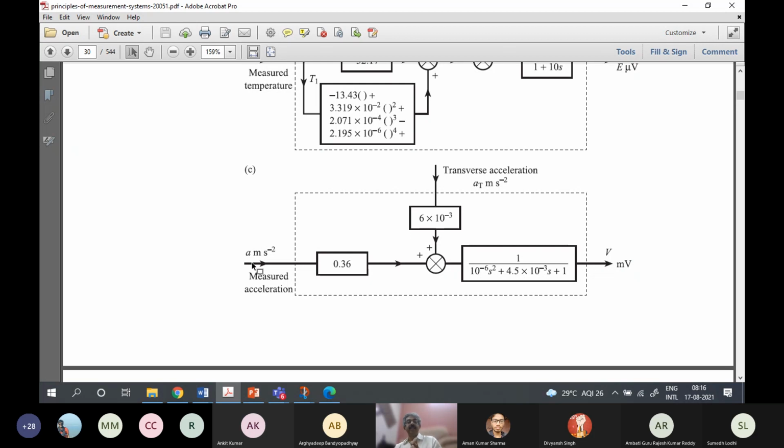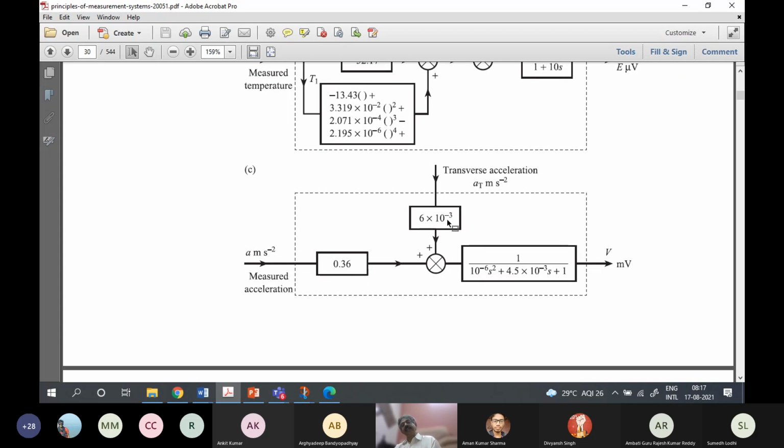The accelerometer is supposed to be sensitive to acceleration along a certain direction. So this is the accelerometer direction in which the accelerometer is designed to be sensitive. But all accelerometers also have transverse acceleration sensitivity. If it has a strong transverse acceleration, in a direction perpendicular to this acceleration direction, it also produces some output with respect to that.